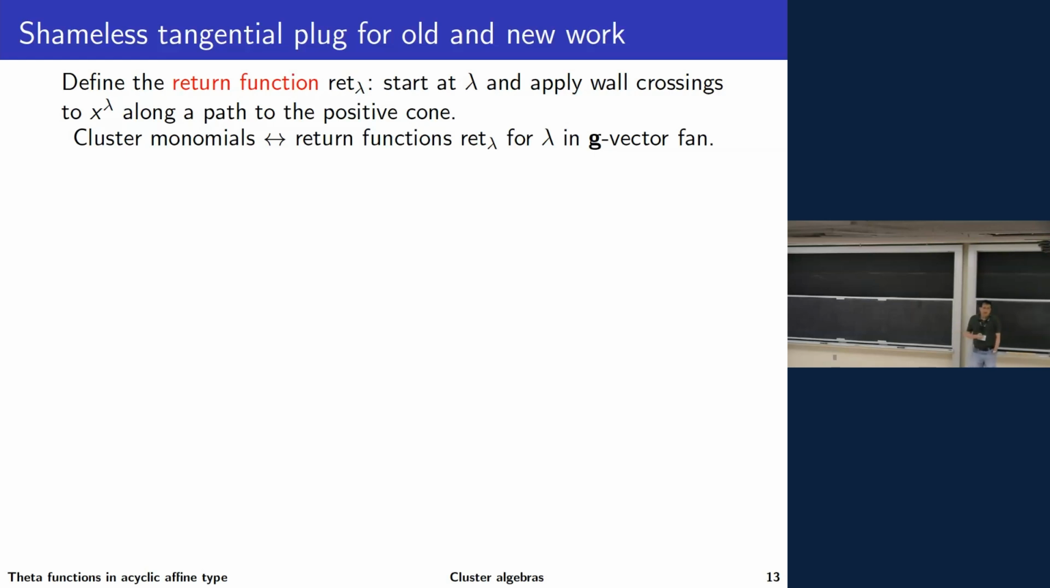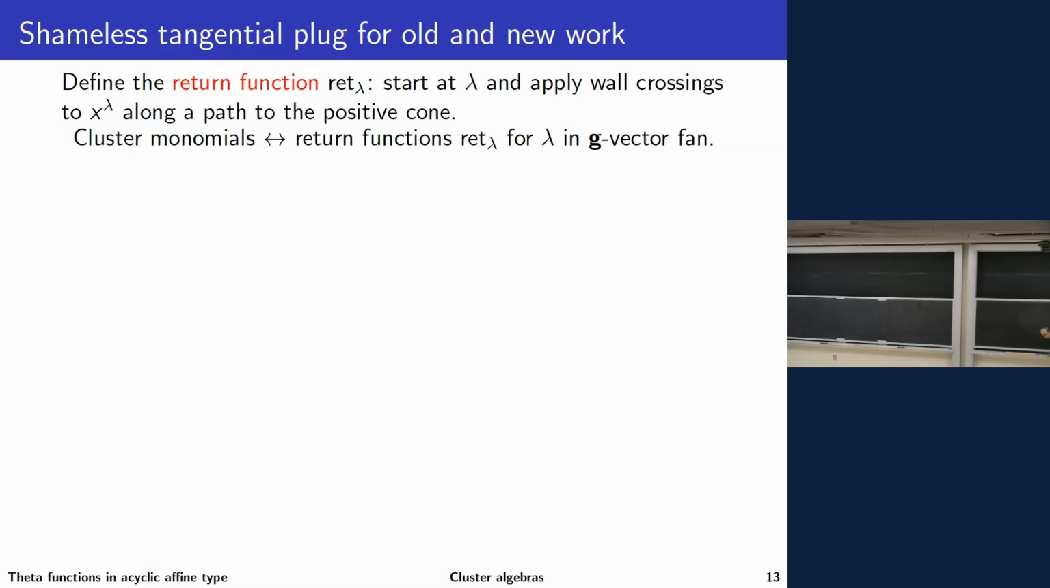There is another way to get cluster variables, cluster monomials, out of the scattering diagram. You can define something called a return function for lambda. Again, lambda will be the G vector, the thing we want. But we start at lambda and apply wall crossings to x to the lambda along a path to the positive cone. What I'm doing is taking the monomial x to the lambda and applying a path ordered product that, in the limit, comes from lambda and then goes back to the positive cone.